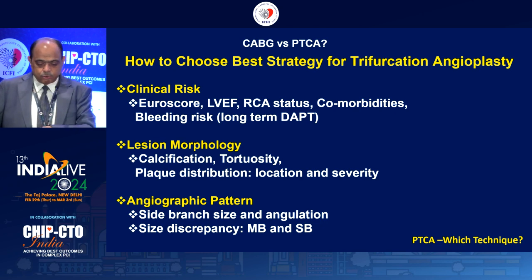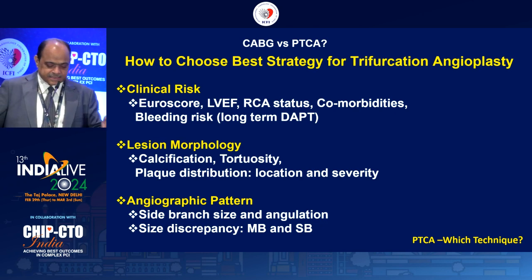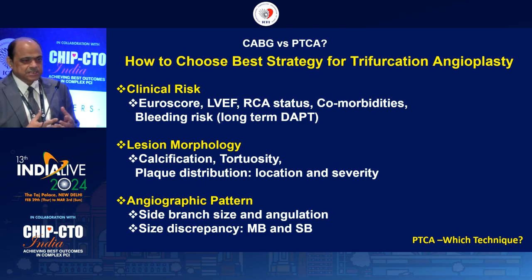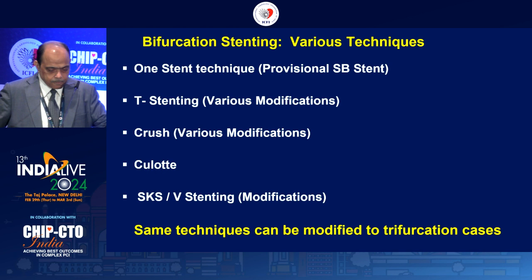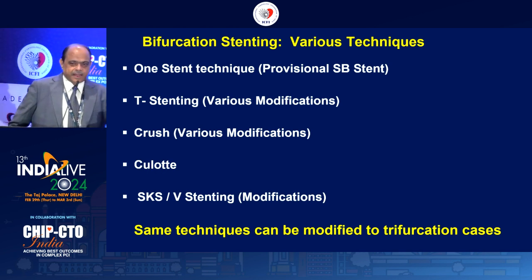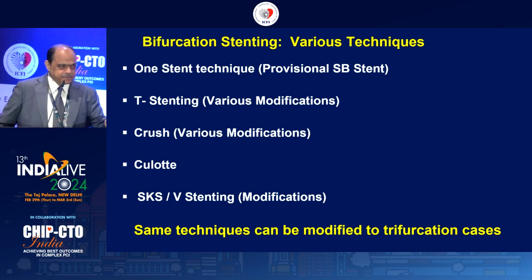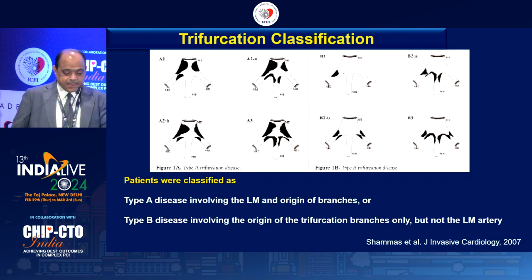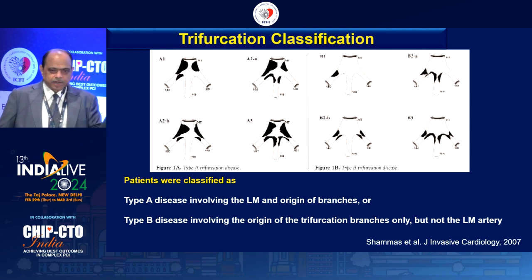Basically you choose based on clinical risk factors, lesion morphology, angiographic pattern, you all know this. This is just borrowed from the bifurcation. Trifurcation is just an extension of two bifurcations. So the same techniques that are applied for bifurcation are applied for a trifurcation lesion also. The same angulations are discussed, the same classification is there, and this is the simplest. If both branches and the left main are involved, it is called true or type A. If only the branches are involved, it is called type B.